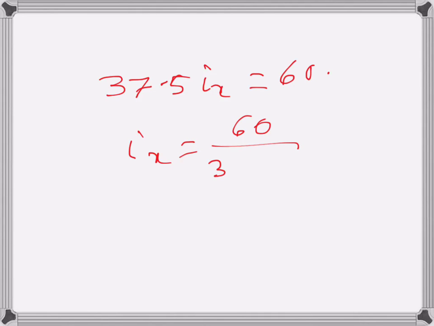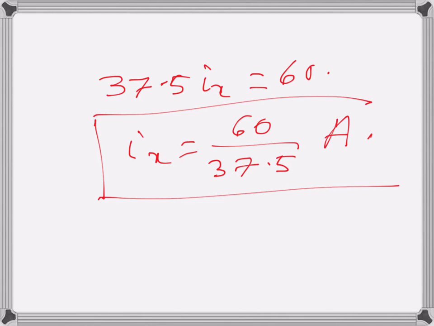So 40 minus 2.5 Ix, which is 37.5 Ix, is equal to 60. So Ix will be, I will leave it as a fraction here, this 60 over 37.5 amps. That's the result here.